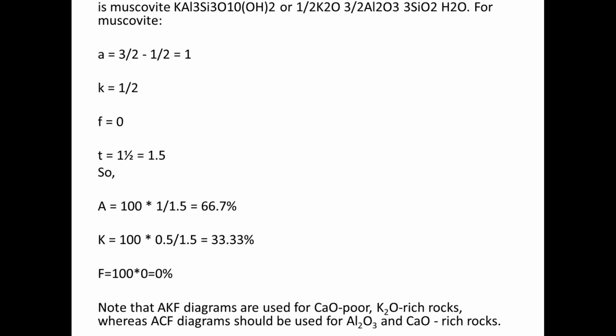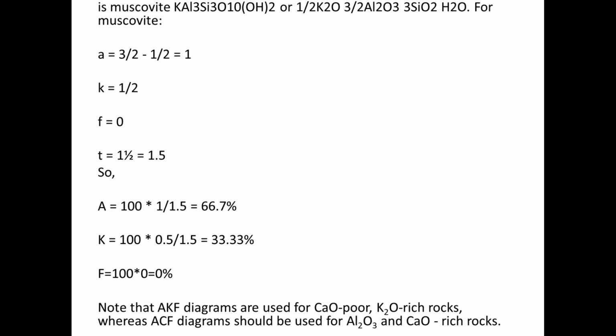For muscovite we have the formula KAl3Si3O10(OH)2, which can be broken down into oxide form: half K2O, 3/2 Al2O3, 3 SiO2 and H2O. Now we are interested in only the K2O and the Al2O3 values. So for A we will have 3/2 Al2O3 minus 1/2 K2O. So the final value of A will be 1. And for K we have half K2O, so the value of K will be 1/2. And there is no F component, that is, there is no FeO, MgO or MnO present here. So the value of F will be 0.